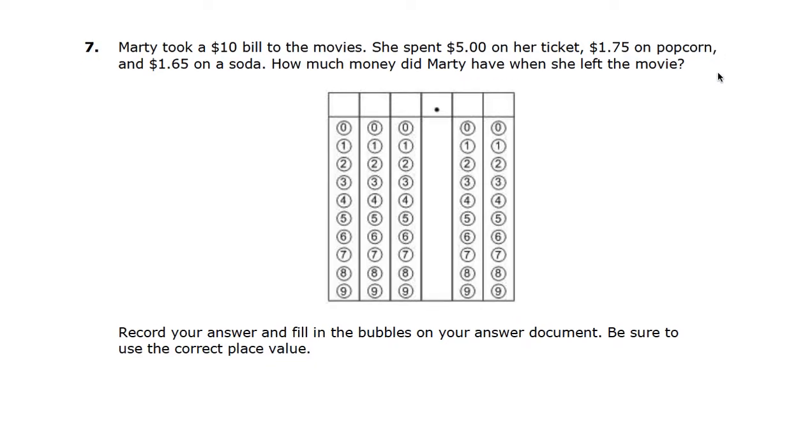Question 7. Marty took a $10 bill to the movies. She spent $5 on her ticket, $1.75 on popcorn, and $1.65 on soda. How much money did Marty have when she left the movie? Record your answer and fill in the bubbles on your answer document. Be sure to use the correct place value.